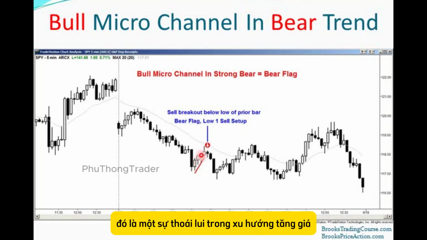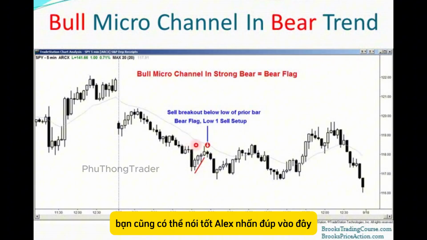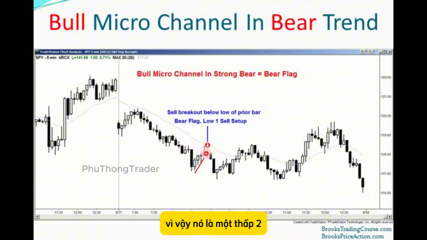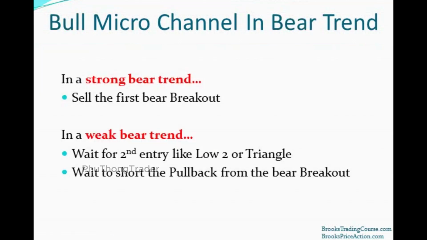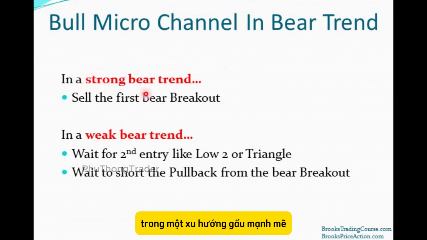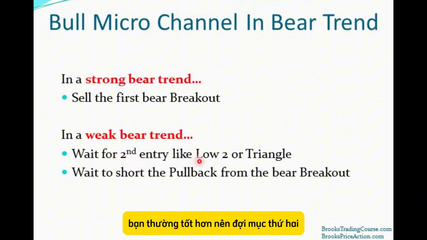It's a pullback in a bull trend, and it's the first pullback. You can also say, well, Al, it's a double top over here, so it's a low 2. That's correct. So you can call it a low 2 or a low 1. In a strong bear trend, you sell the first bear breakout of a bull microchannel. In a weak bear trend, you're usually better off waiting for a second entry, which would be in the form of a low 2 or a triangle.